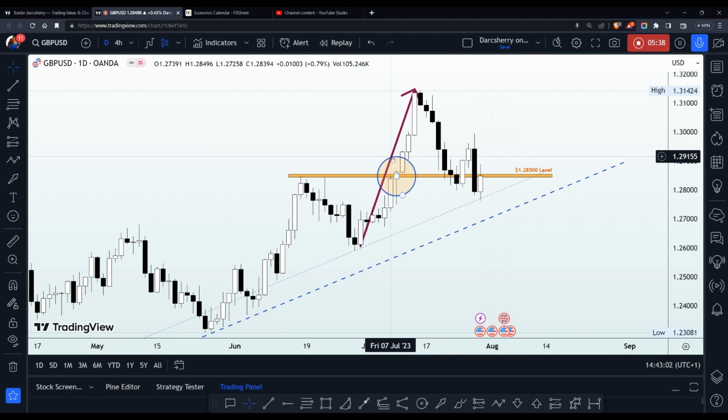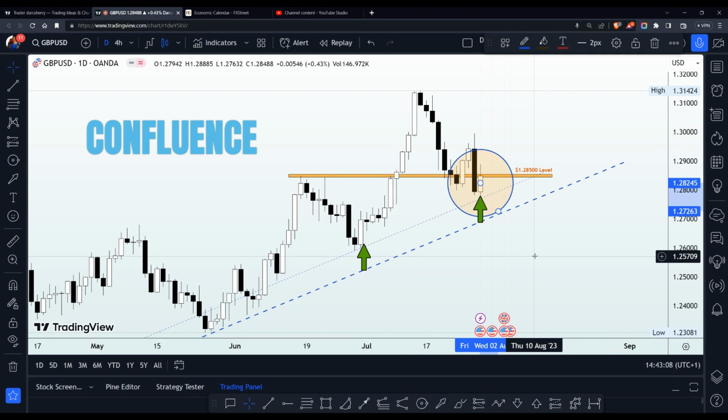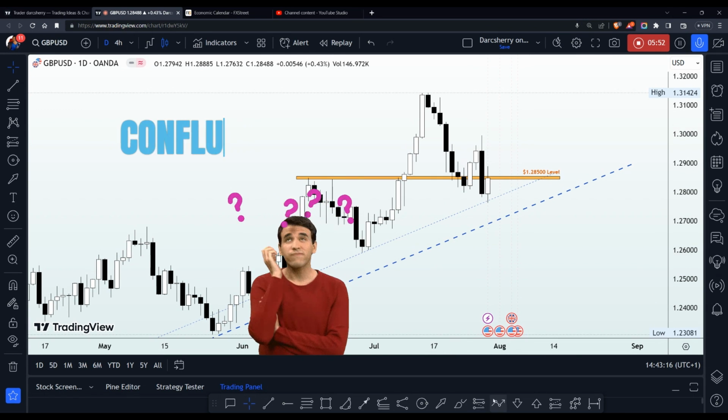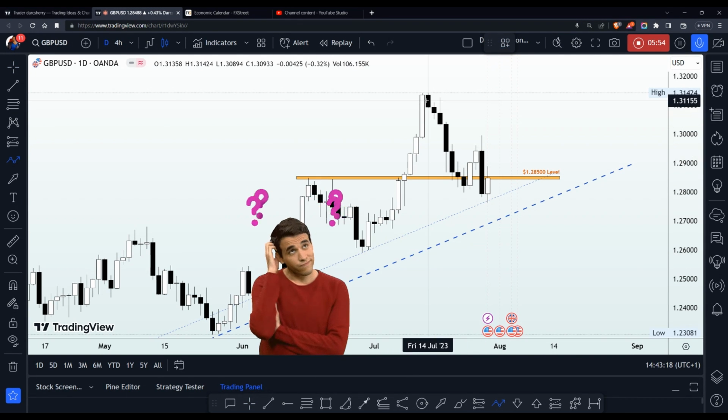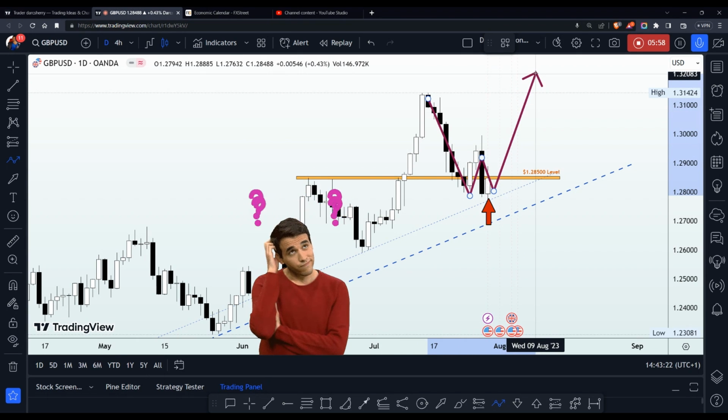And another interesting thing about the 1.285 here is the fact that it also shares a confluence with that ascending trend line we identified earlier. Now, with the setup we have here, the question is, will price action respect the ascending trend line one more time to incite an uptrend continuation?